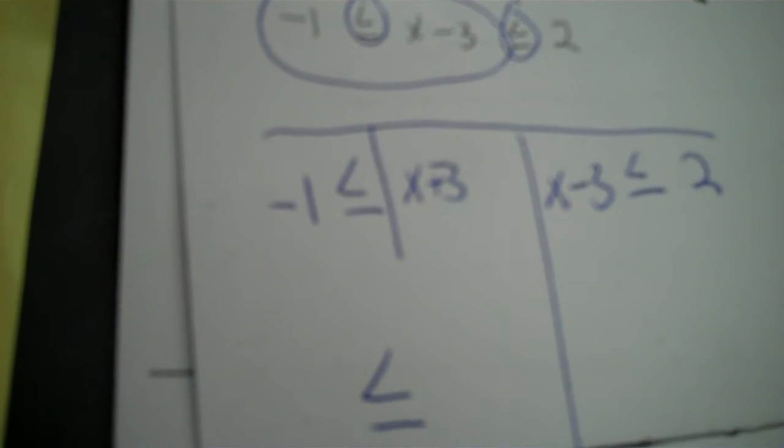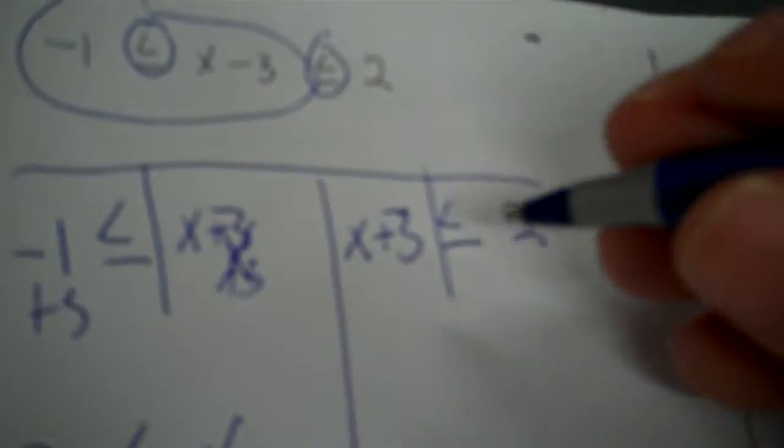Remember, the sign switches if you multiply each side by a negative or divide each side by a negative. But since we don't have multiplying or dividing, we don't have to worry about it switching. Take out your negative 3 by adding 3. And we have x here, negative 1 plus 3 is 2.